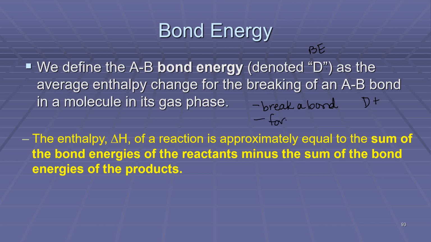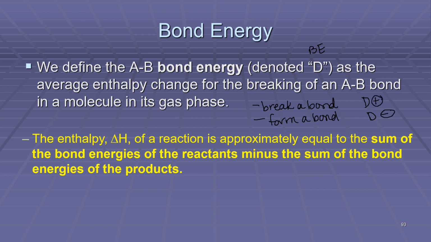When you form a bond, however, it's the same value, but it's negative. So energy is released when you form a bond, and energy is put in when you break a bond. And so what we'll find out is that the overall delta H for any reaction is approximately equal to the bond energies of the reactants, so how much energy you have to put in to break the bonds, minus the sum of the bond energies of the products. In other words, how much energy is given off.